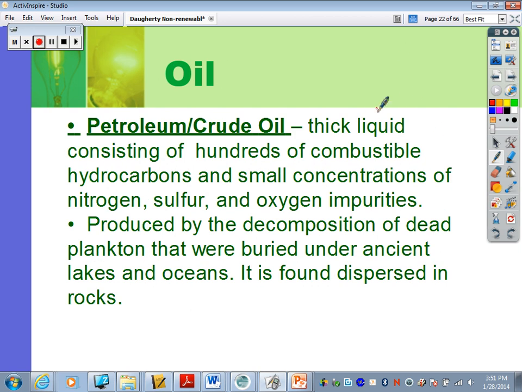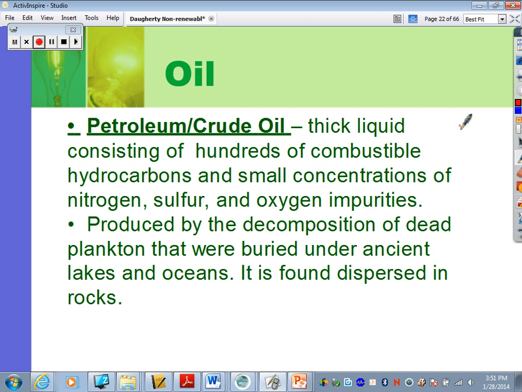Okay, I think we're going to do one type of energy, and then I'm going to go ahead and divide these notes into two sections. So we'll talk about oil first, and then I'll stop to do a second video.